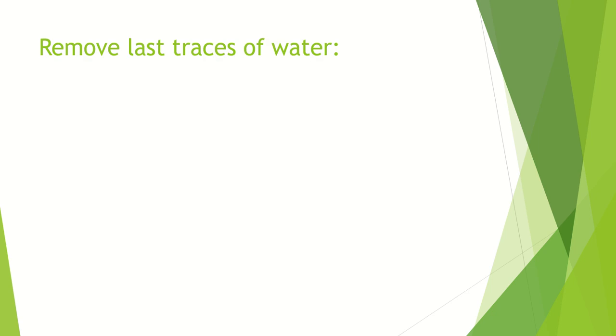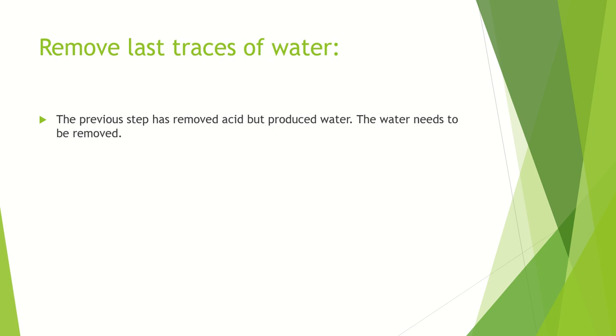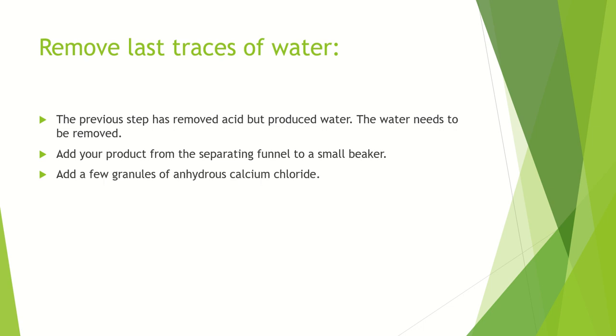Right, so we've now got rid of our acid. The last thing we've got to do is get rid of the traces of water, plus the water that we introduced in this equation here. This time we're going to take our product out of the separating funnel again, collect and keep the correct product based on densities, and then add to it a few granules of anhydrous calcium chloride.